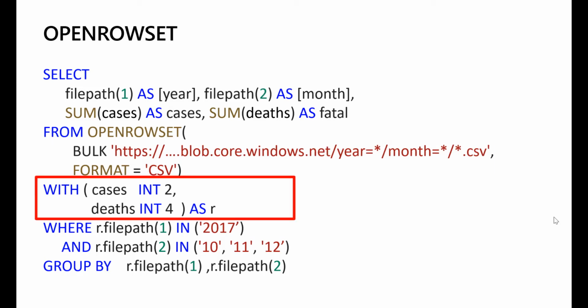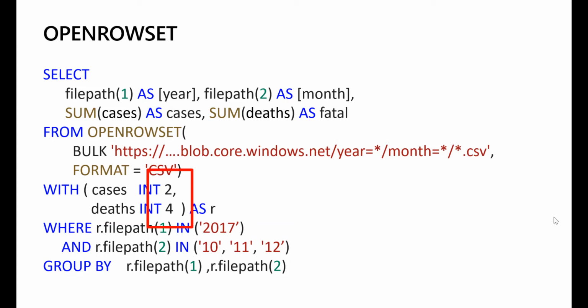Another important thing is the WITH clause in OPENROWSET. In classic OPENROWSET in SQL Server and Azure SQL, you need to specify a file format to define the schema of the result set. In Synapse SQL, we are enabling you to define the schema of your files within the query. So here I can say that I want to return two columns, cases and dates, that are type int from this CSV file.